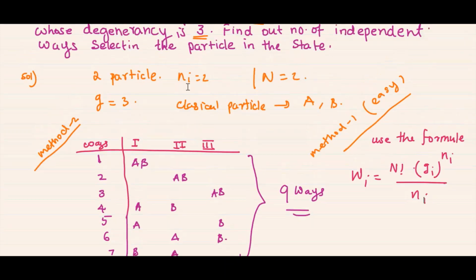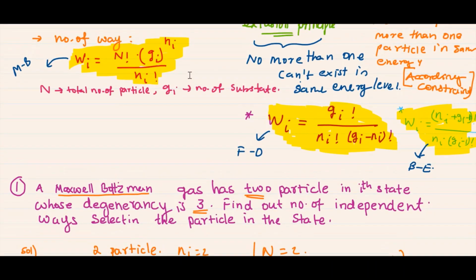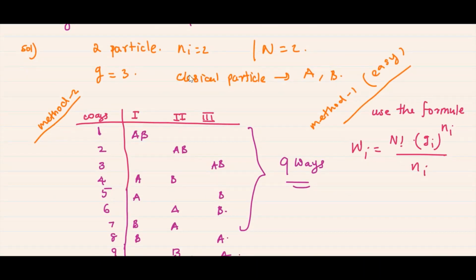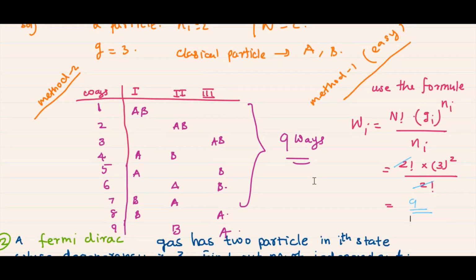See here, this formula. Okay, now put in values, which is capital N is 2, so 2 factorial into g, which is 3, power 2, divided by 2 factorial. So this 2 factorial and this 2 factorial will cancel, and then 3 square is, what's 3 square? 9. Very easy. Okay, clear? I did this table method in order to understand the concept. If you want only the answer, if this question is asked in the exam, then I prefer method 1. Then why do we use method 2? In order to understand the concept. Method 1 is very easy.